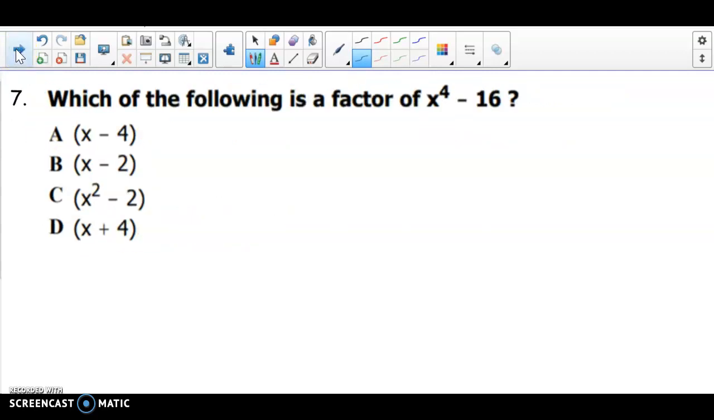For this one, it's not a perfect cube, but both of these are perfect squares. So I'm going to put my 2 sets. And all I'm looking for is a factor, so I'm not going to have all of my factors. So I have to factor it completely to see which one I have left. One will be plus, one will be minus. I take the square root of x to the 4th, that's x squared. I take the square root of 16, that's 4.